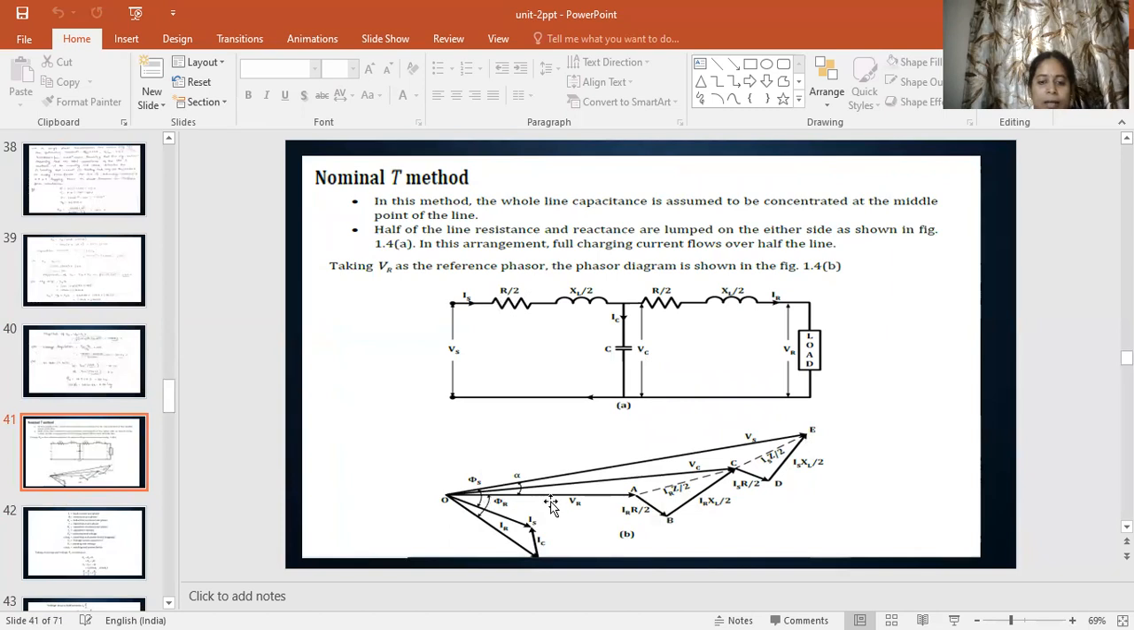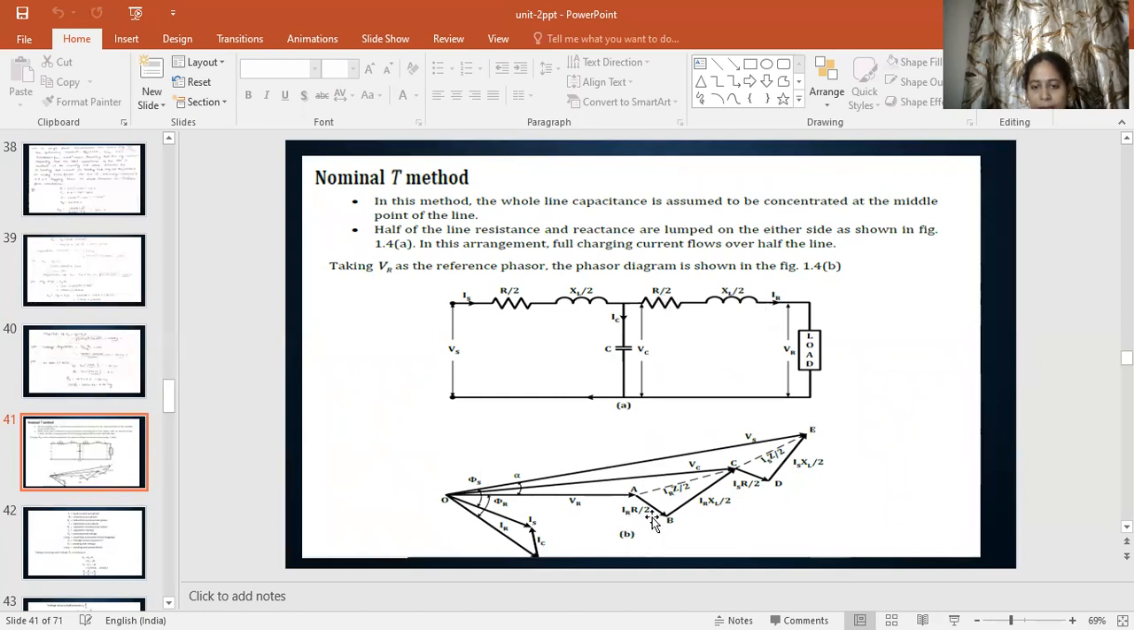This is VR, the reference line. Vc is drawn at some angle with respect to VR, and Vs is drawn at some angle with respect to VR. So draw the VR, Vc and Vs, and the drop can be represented here with the direction of Is. Here IR current is flowing, and here Is current is flowing. So here, the Vc before VR is adding with the IR current.